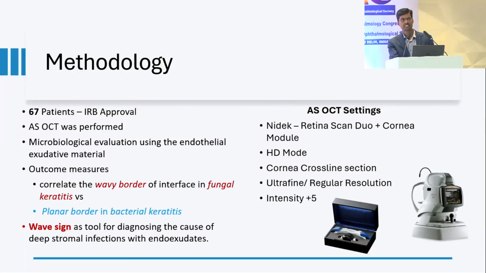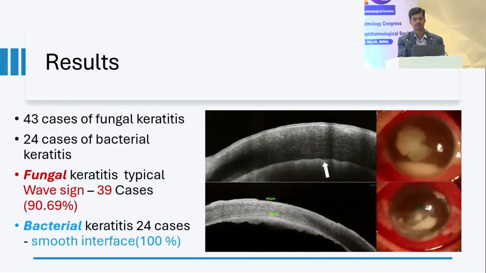A total of 67 patients were included in this study after institutional review approval, and anterior segment OCT was performed in all the cases, and microbiological evaluation was done on endothelial exudative material by taking endoscrapings. The outcome measure is to correlate the wavy border in fungal keratitis with the planar border in bacterial keratitis. So the wave sign is a tool for diagnosis in deep-seated corneal infections with endoexudates. These are the anterior segment OCT settings used to take the images.